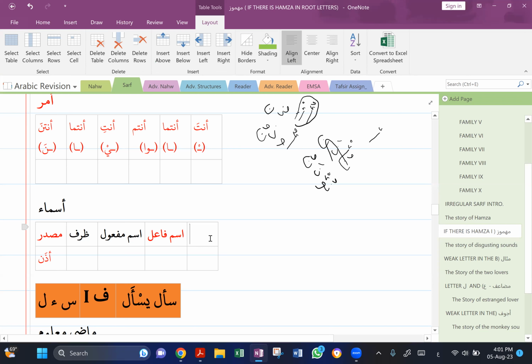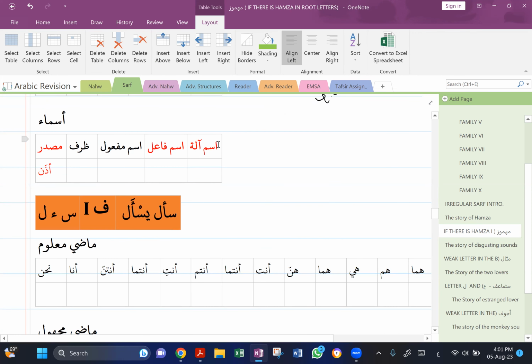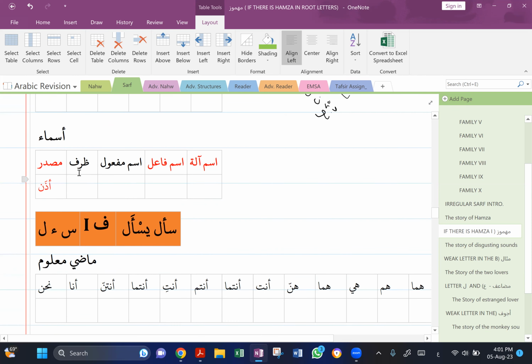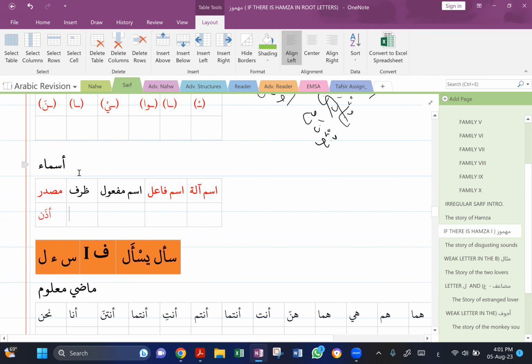There we go. So isim ala. Do I want to color code it? Okay, we'll see. Okay, so let's try and figure out the different isms. So let's do the zarf for سمع يسمع. What is the zarf for سمع يسمع?